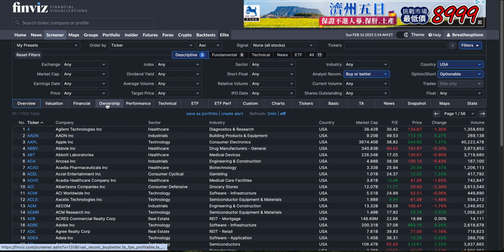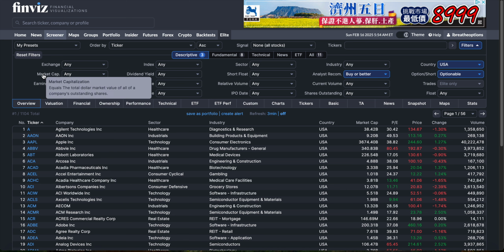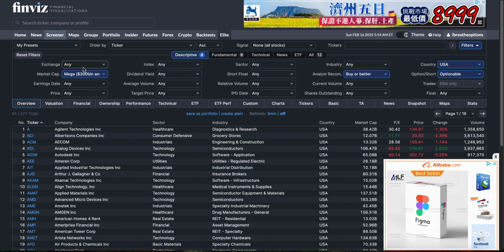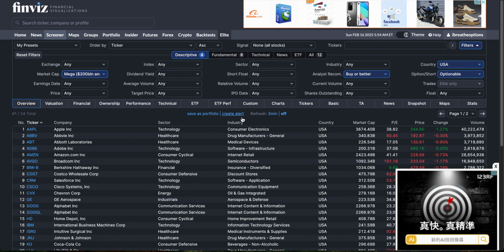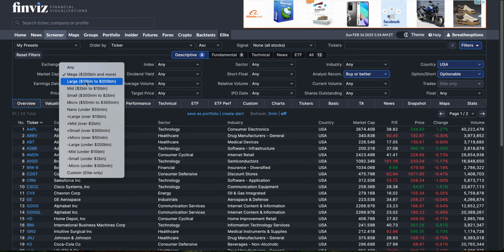Next, I'll look back at the descriptive tab here. From here, I will look at the market capitalization, which is the total dollar market value of all of a company's outstanding shares. I will look at mega cap or large cap because they are fundamentally more sound and would be a more preferred choice. In mega caps or large caps, there will be well-known names that you can spot. This could also help to identify a company that has liquidity for you to buy and sell options.